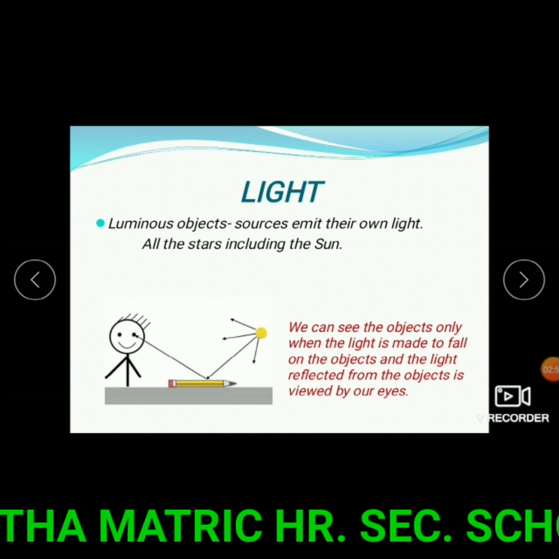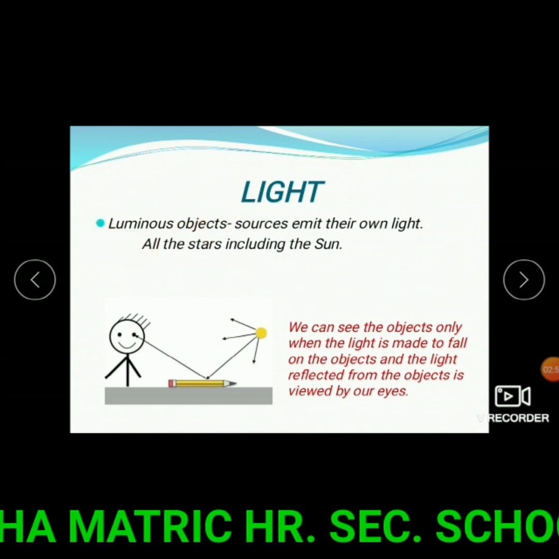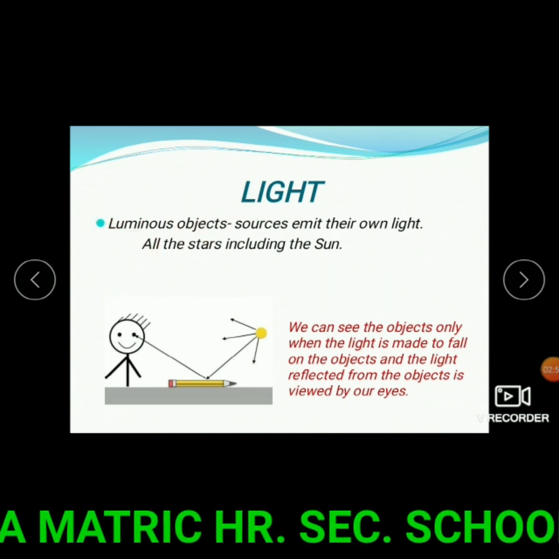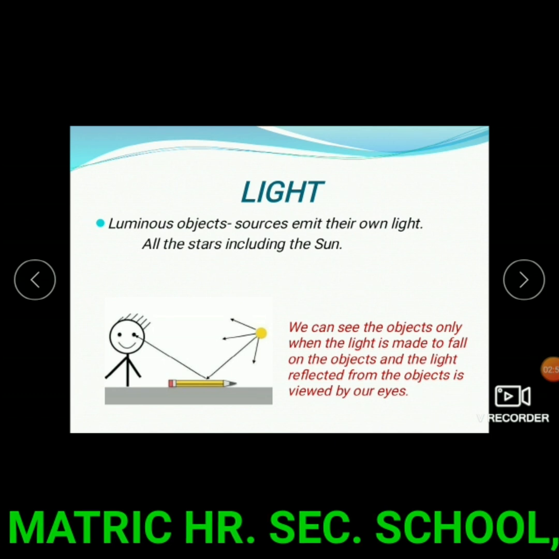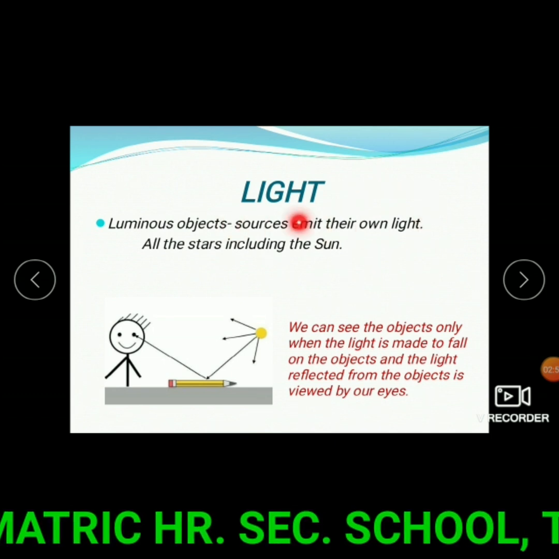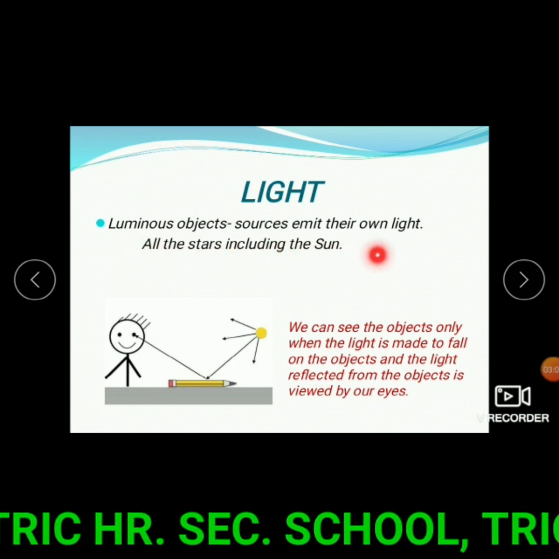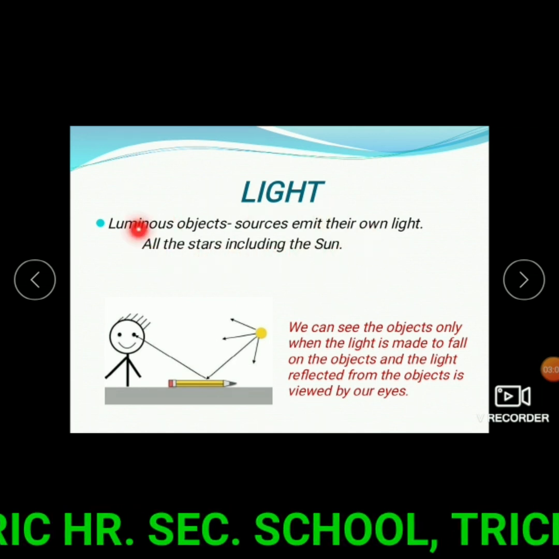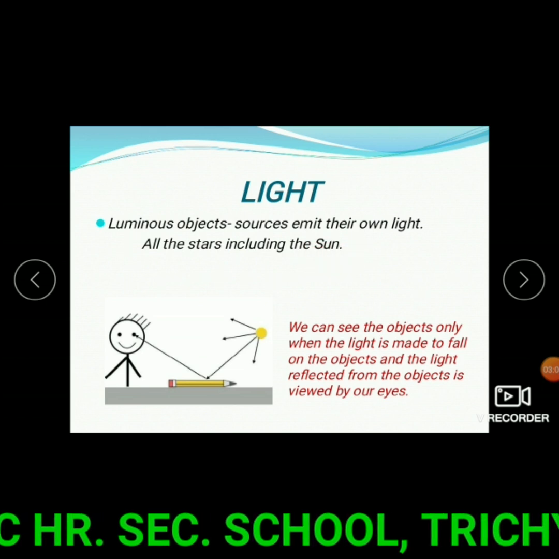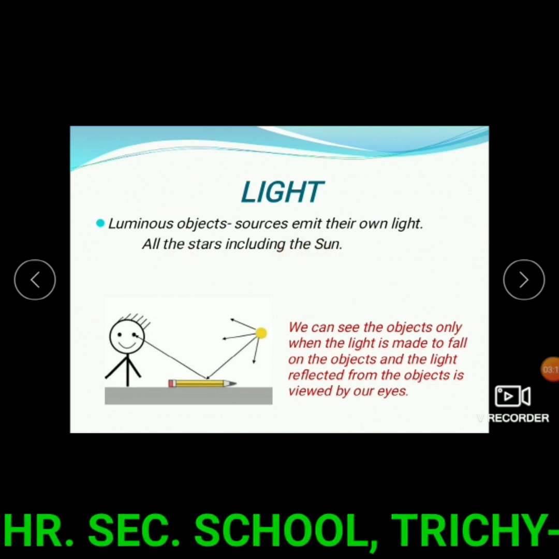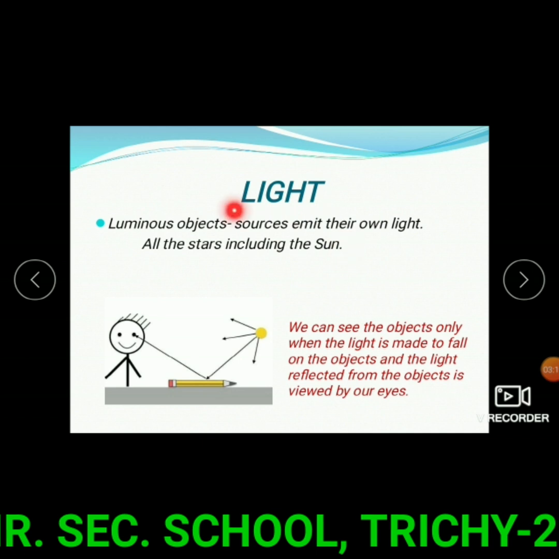So next, luminous objects. Here some of the sources emit their own light. For example, all the stars including the sun. These are the examples of luminous objects because they are emitting their own light. So they are called as luminous objects.